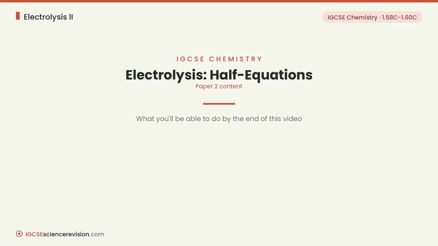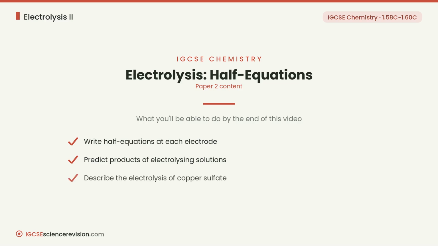In this video we'll go further with electrolysis, including half equations. This is paper 2 content for IGCSE Chemistry. By the end, you'll be able to do 3 things. First, write half equations at each electrode. Second, predict the products when solutions are electrolyzed. And third, describe the electrolysis of copper sulfate.